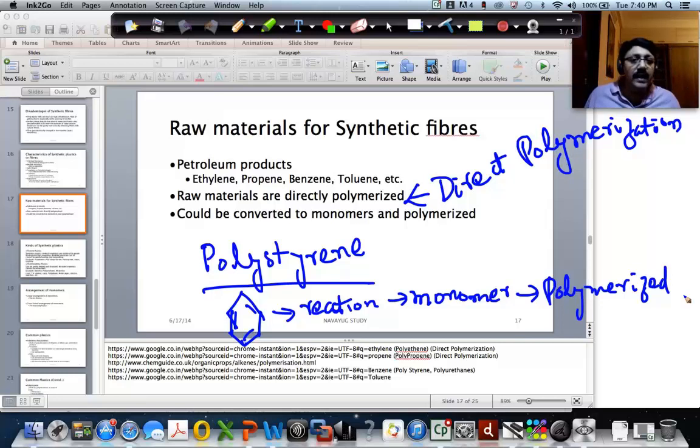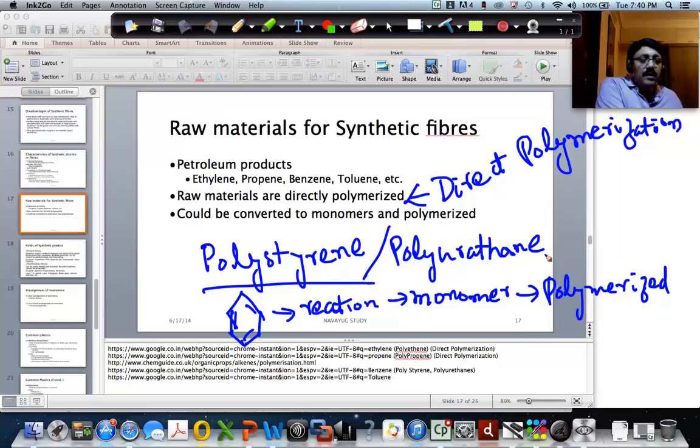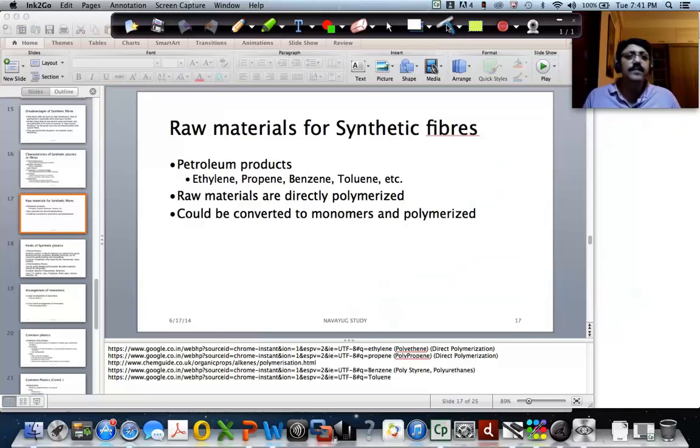So if you look at polystyrene, another example is polyurethane. Polyurethane again has benzene as the raw material, but it goes through certain reactions to produce a monomer, and that monomer is polymerized. So it is again not a direct polymerization. So you have direct polymerization and non-direct polymerization. Both are possible. I just want to give examples. Polyethene, polypropene, polychloroethene are examples of direct polymerization. Whereas polystyrene and polyurethane are not direct polymerization. There the raw material goes through certain reactions, it produces a monomer, and that monomer is polymerized. So there are multiple stages. That is about direct and non-direct polymerization. Okay, I hope that's clear.